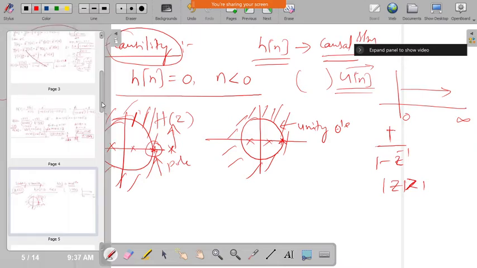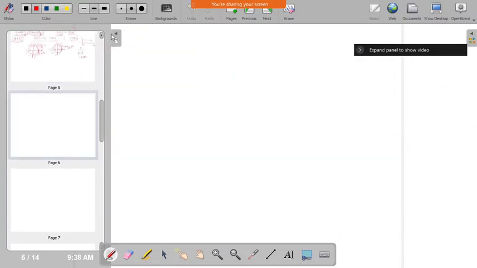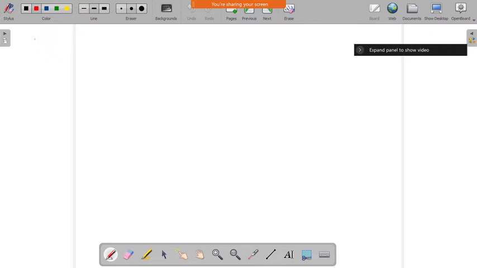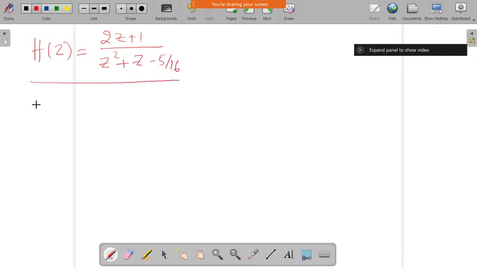Okay, now we can see the problem. Here H of z is directly given: that is 2z plus 1 divided by z squared plus z minus 5 by 16. This is the H of z which is given. Now you can find out the zeros and poles. Poles are very important. In the denominator of this equation, we have to find out the roots, so that will give the poles.